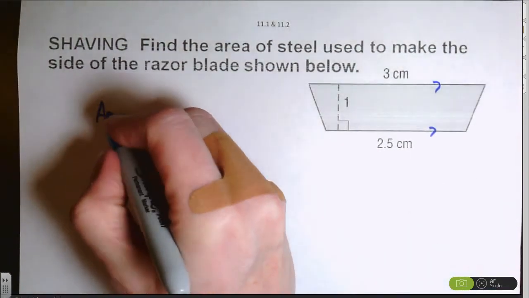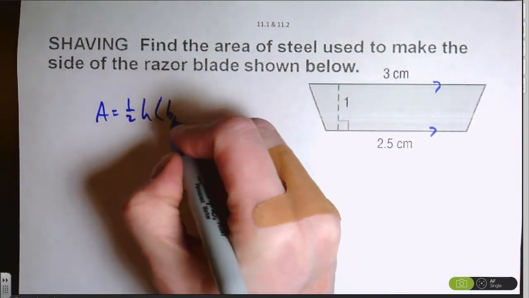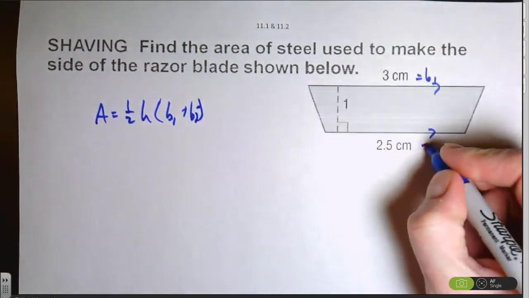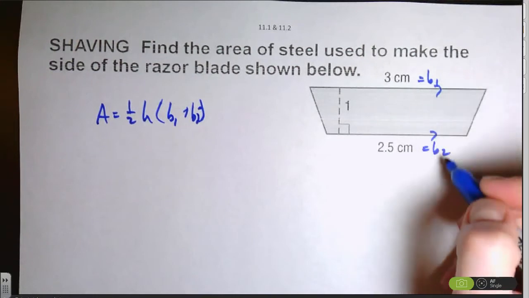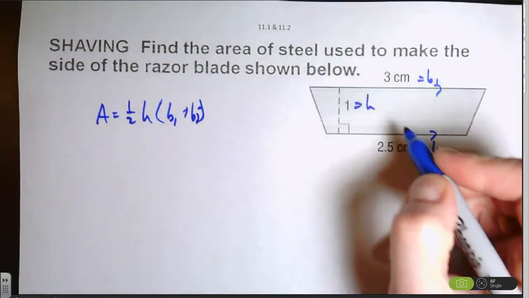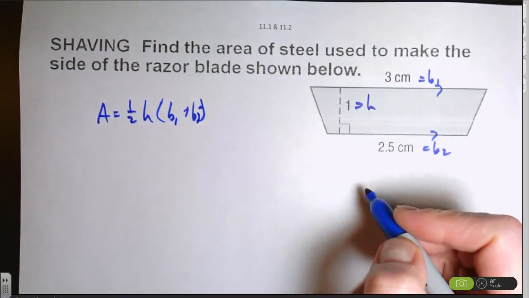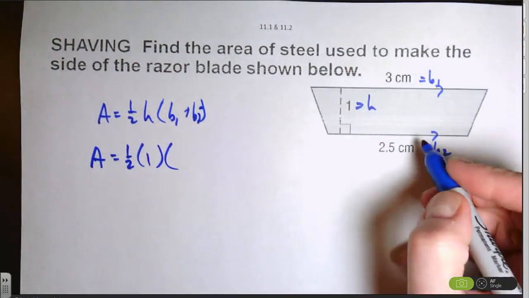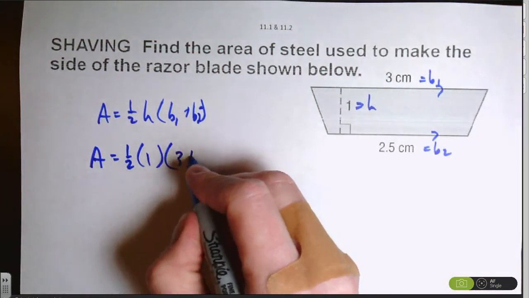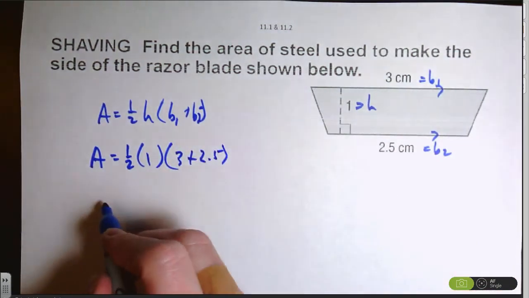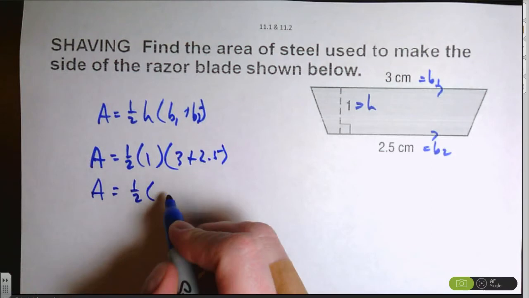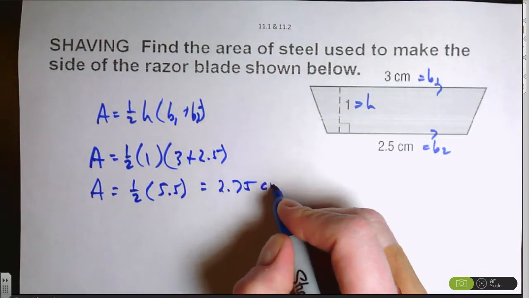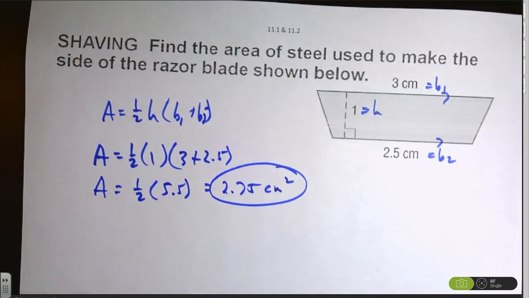So area of a trapezoid is 1/2 height times base 1 plus base 2. Well, here's base 1. Here's base 2 because the two bases are the parallel sides. And the height is the distance between them. So area equals 1/2 height, which is 1, times base 1 plus base 2, which is 3 plus 2.5. That's going to be then 1/2 of 5.5, which is 2.75 square centimeters.